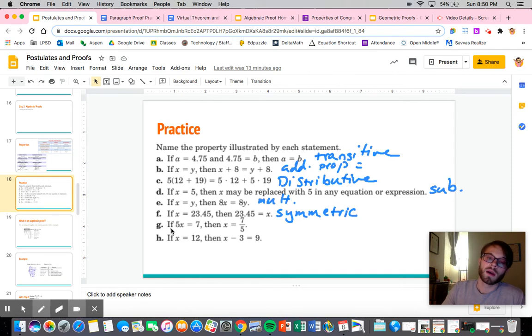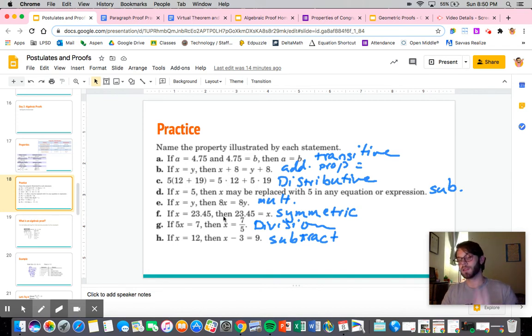This one we have 5x equals 7, then x equals 7/5. That's division. 12, x minus 3 equals 9, subtraction, right? I need to be clear if I'm going to have both subtraction and substitution. Okay, so these are the types of reasonings that you're going to be using in your algebraic proofs. These in blue here are going to be your justifications. These are going to be your reasons, right? You would have something like this as a statement. However, the reason then is distributed.